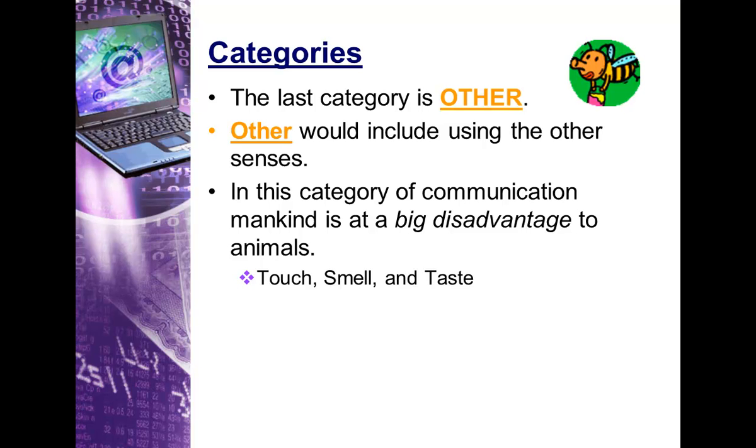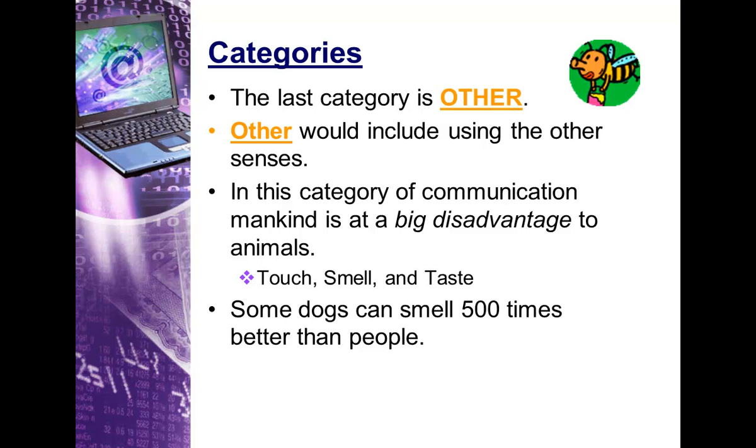In this category, we are really at a big disadvantage to animals. The things that would be under this category are touch, smell, and taste. And again, these are probably things that you didn't think of in your 24-hour recall assignment, but it's still out there. Some dogs can smell 500 times better than people.